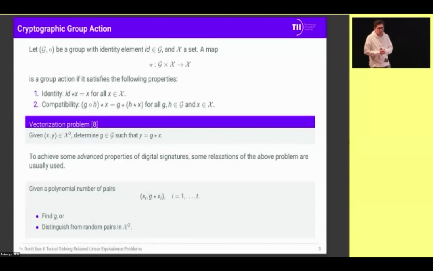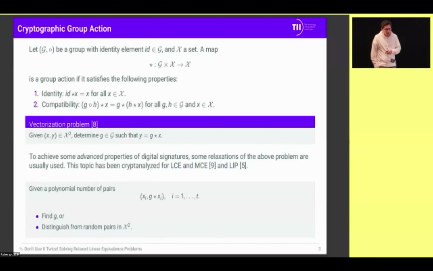Even more, for some more advanced properties, we need extra properties. For example, for building threshold signatures or linkable signatures, you need more properties. In this setup, instead of having just one pair x, y, you have many of them, a polynomial number. And then the hard problem is either to find g or to determine whether they come from a random pair of the set squared.